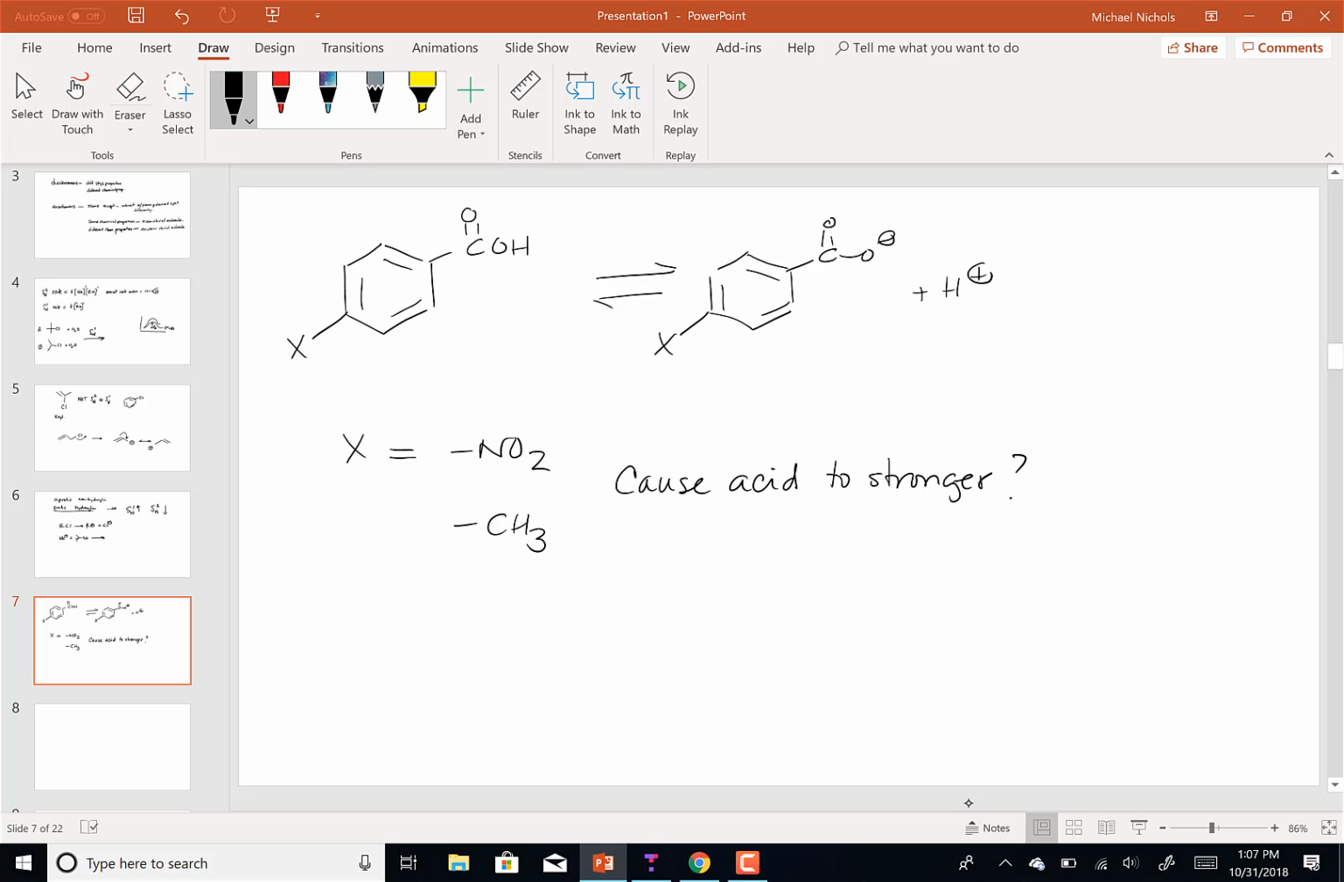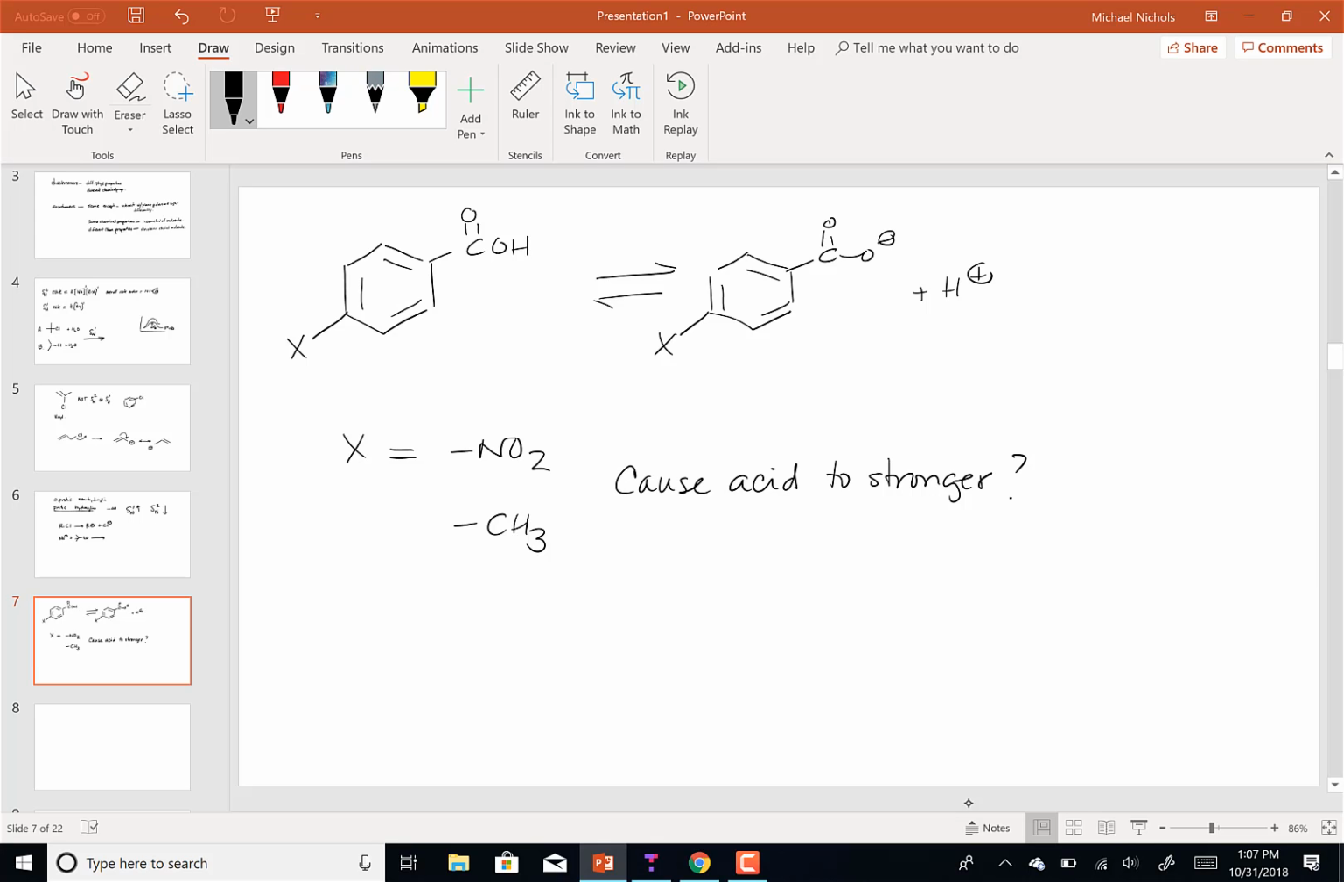David? It would distribute the charge better since it would withdraw some electrons. Okay. So I hear a nitro group. Right. So if you had this problem on the exam, you could skip it and then try and come back to it at the end if you had time.